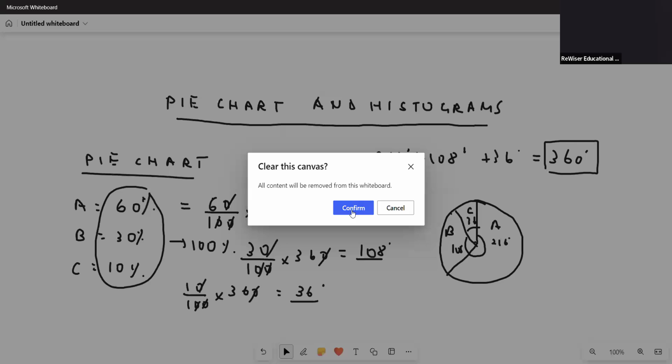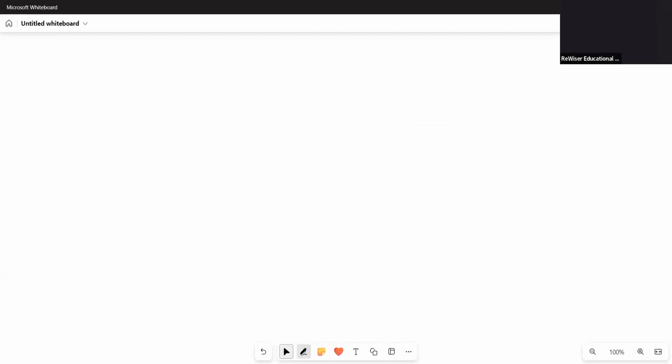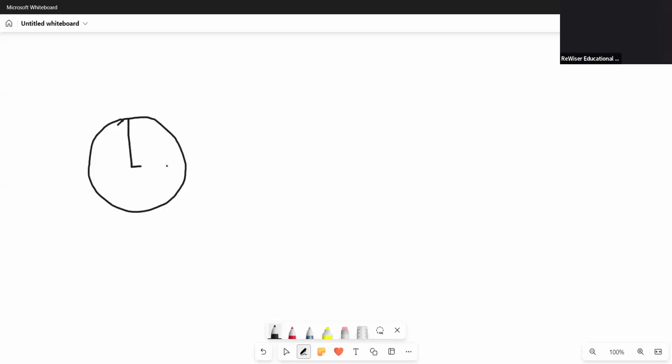Now, moving ahead with the second type of question asked on pie charts. They'll give you the pie chart, which is drawn here, and ask you to find the percentage. That means the reverse process. Suppose they say this is 90 degrees and belongs to A, this is 110 degrees and belongs to B, and this is the remaining 160 degrees and belongs to C.